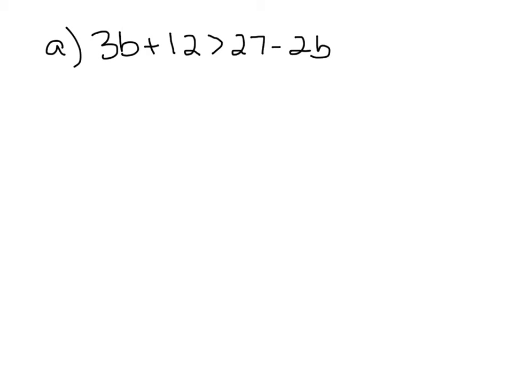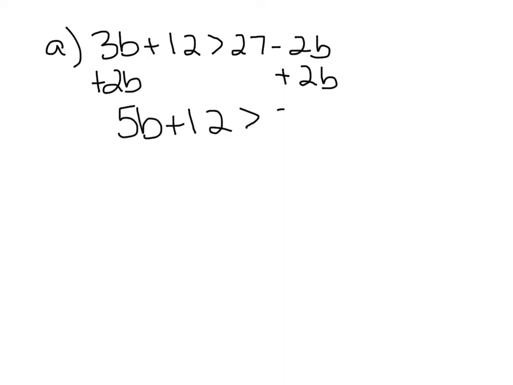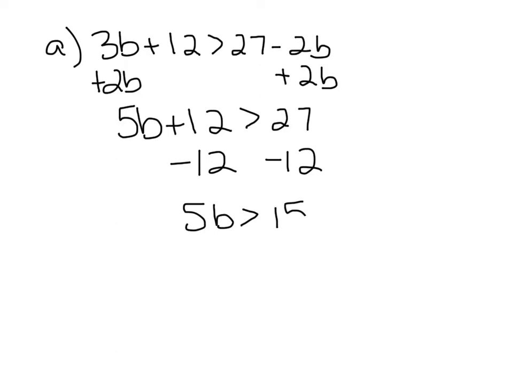So the first thing I need to do is get the variable on one side. So I'm going to add 2b to both sides. That would give me 5b plus 12 is greater than 27. I now subtract 12 on both sides. I get 5b is greater than 15. I divide by 5. My answer would be b is greater than 3.